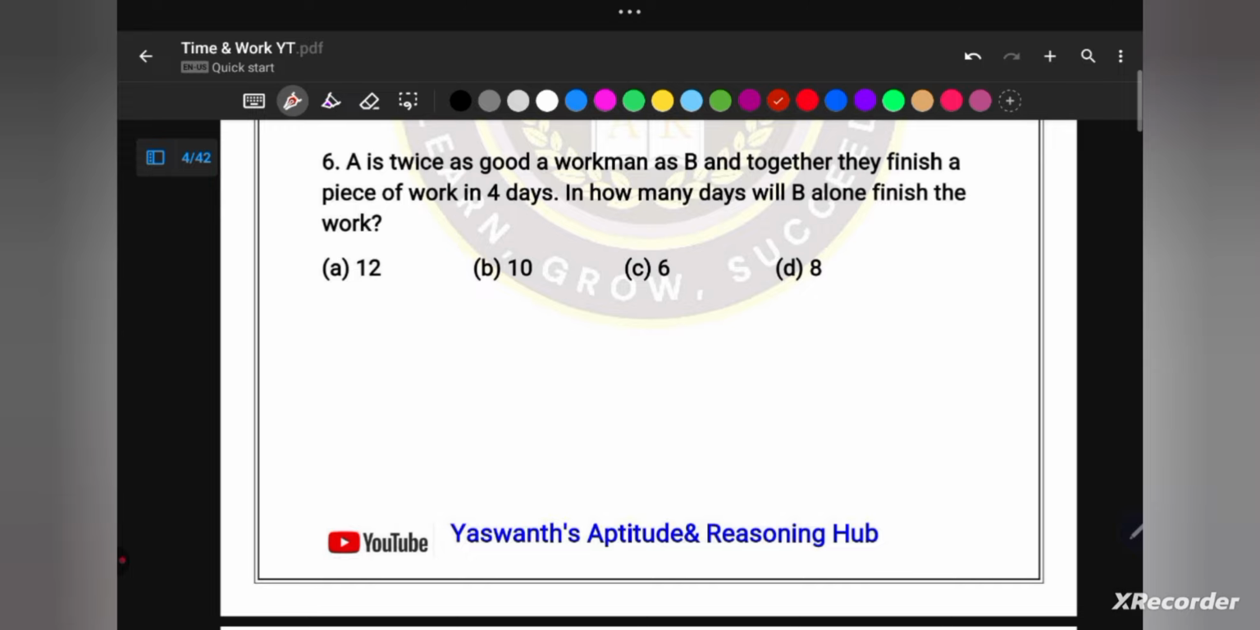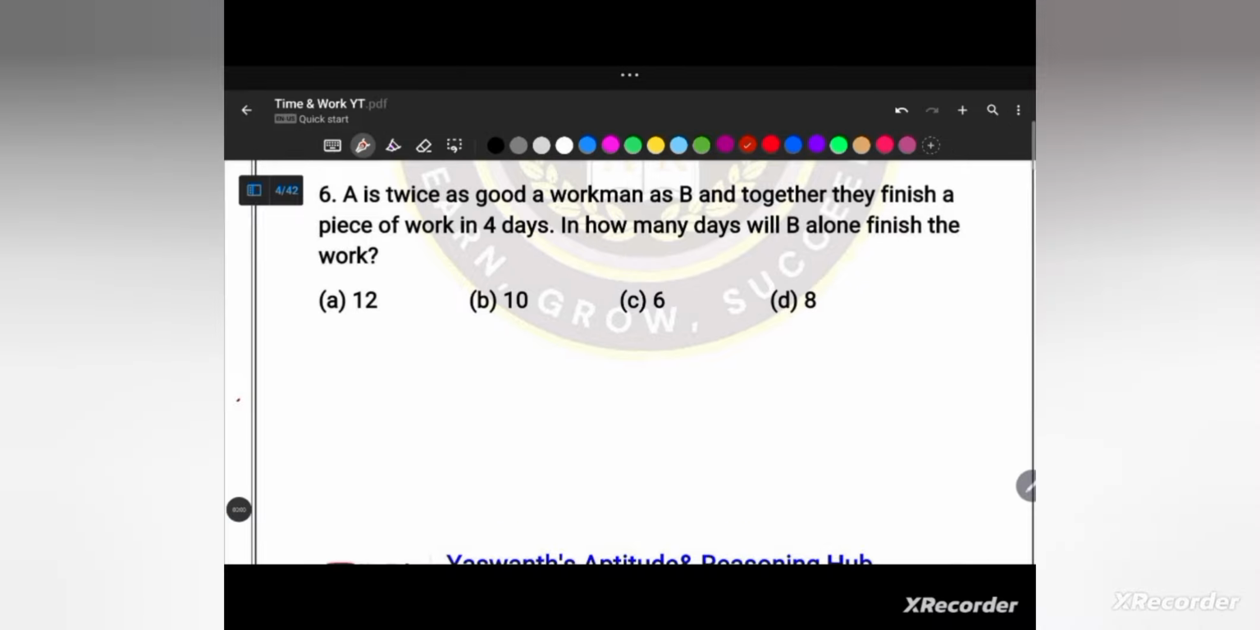A is twice as good a workman as B. That means clearly it is comparing the efficiencies of A and B. It doesn't mean the time period. A is twice as good a workman as B means it is comparing the efficiency of A with B. So here we don't know the efficiency of B. Let me take the variable as X. So A is twice means the efficiency of A will be 2x.